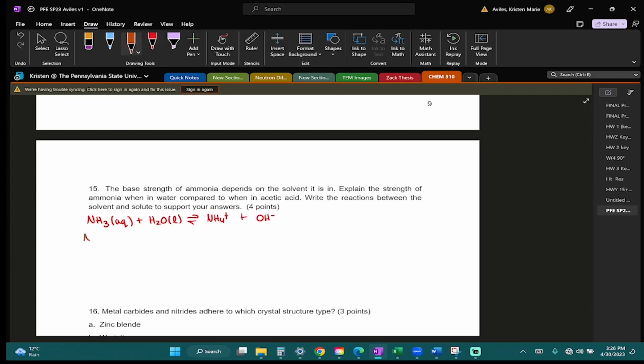And then in the second one, I have NH3 aqueous plus CH3COOH liquid. Now, which one of these solutions do you think ammonia is going to act like a stronger base? In the acid, yeah. It's going to act like a stronger base in the acid. So what we'll notice is equilibrium is shifted depending on what solvent we're in.